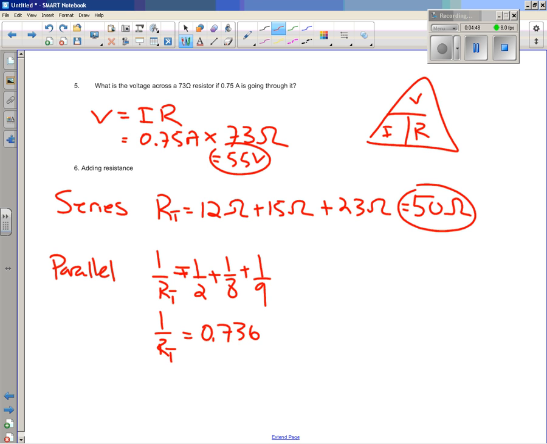All right, that's not the answer though. I have to press the x to the -1 button on my calculator to flip it around and get the actual total resistance, and it's 1.36. So RT equals 1.36 ohms. There's the answer there.